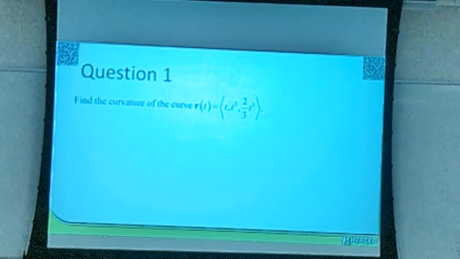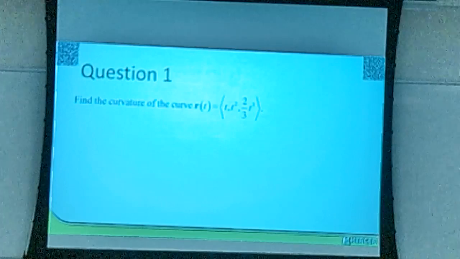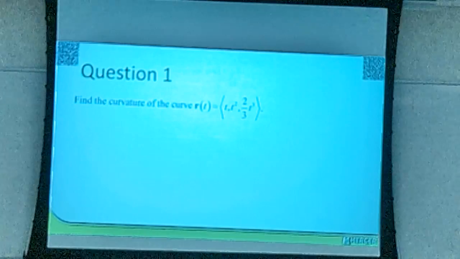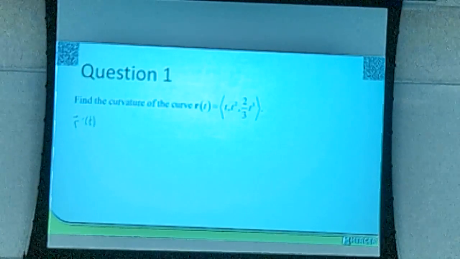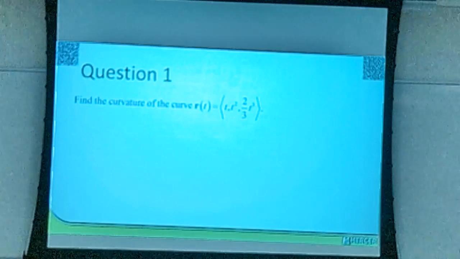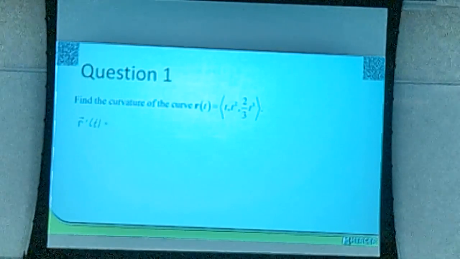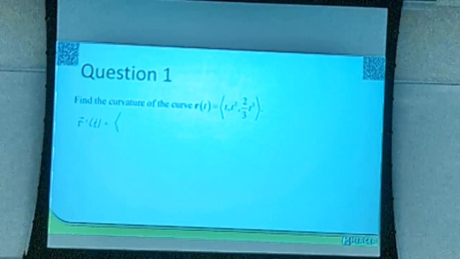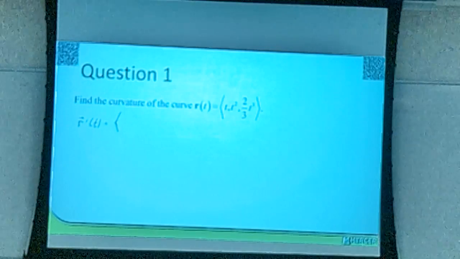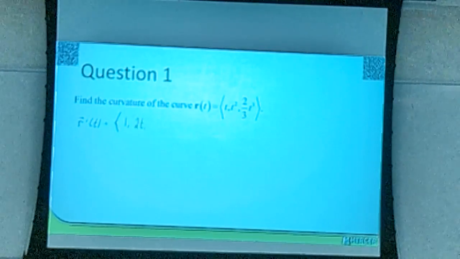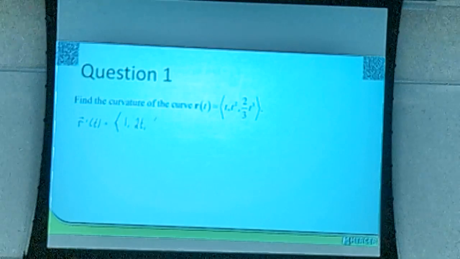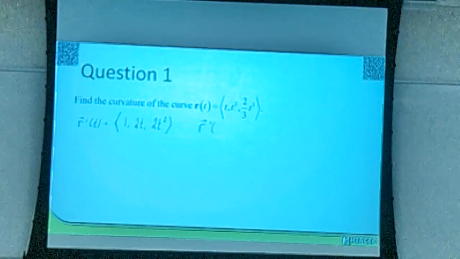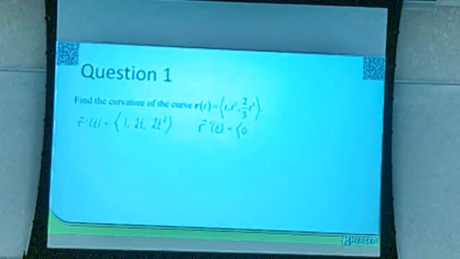Curvature. Now we have R. We need R prime. So go ahead and give me R prime. What is it? 1, 2t, 2t squared. And we're also going to need R double prime. 0, 2, 4t.